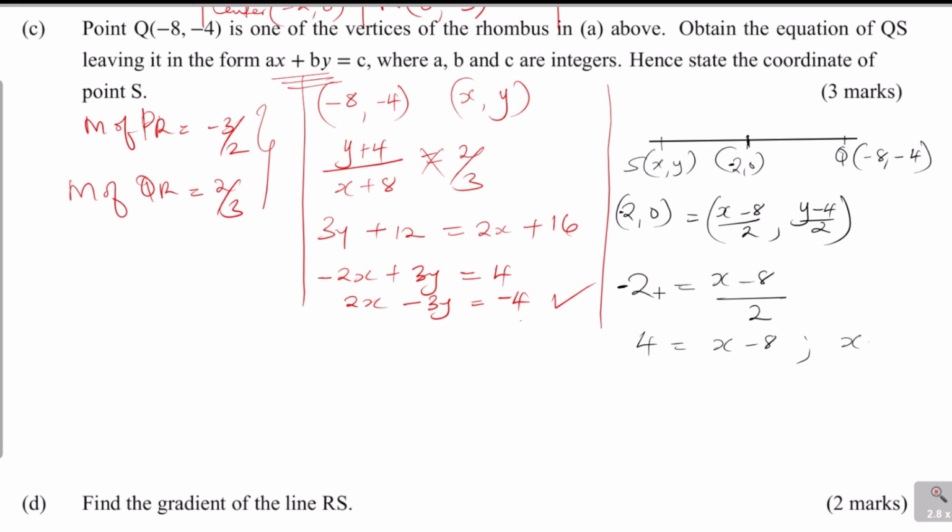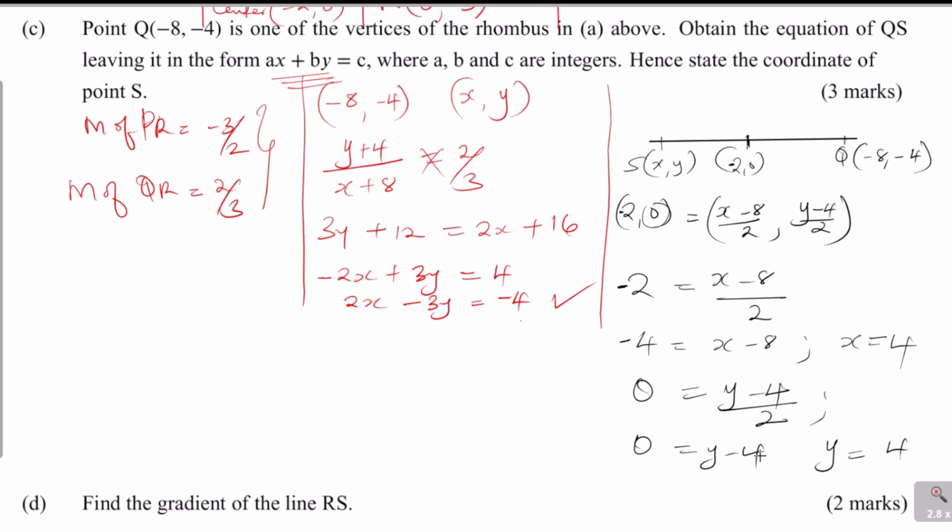When you multiply both sides by 2, you get -4 here. So for x, -4 is equal to x minus 8. x will be -4 plus 8, so it will be 4. And then 0 corresponds to (y minus 4) divided by 2. When you multiply both sides by 2, you get 0 is equal to y minus 4. So for this one, y will give 4.